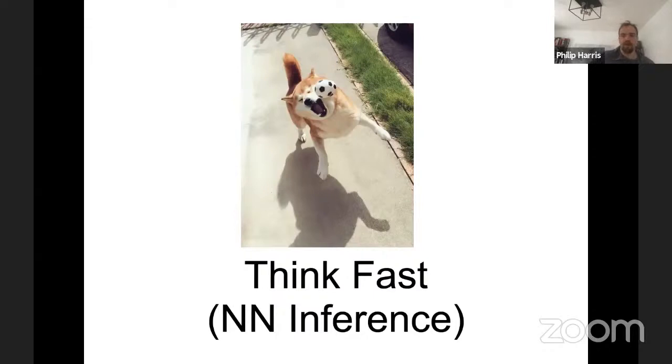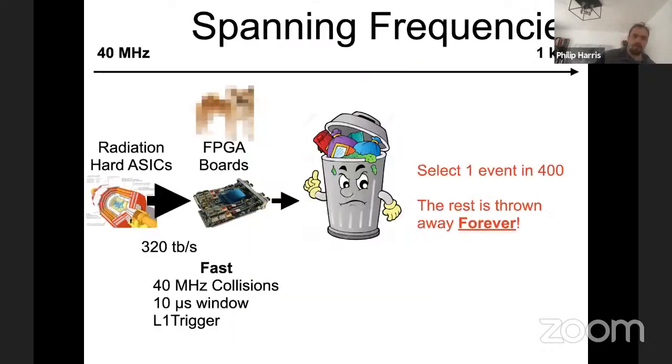So effectively, how can you think fast? How do we process the data? Well, we take data at a rate of 320 terabits per second, and we send this directly to a cluster of FPGAs. It's roughly 500 FPGAs. And in these FPGAs, we have about 10 microseconds to decide if the event is interesting. Otherwise, the event gets thrown away.